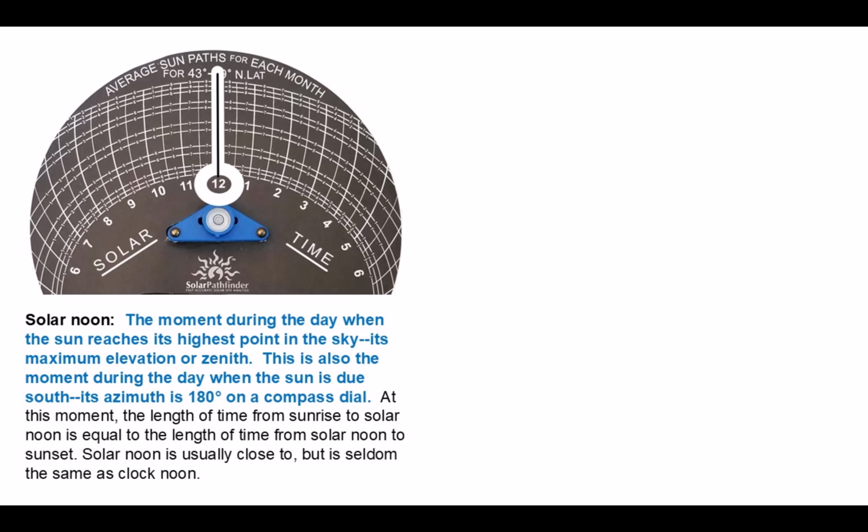Its azimuth is 180 degrees on the compass dial. At this moment, the length of time from sunrise to solar noon is equal to the length of time from solar noon to sunset. Solar noon is usually close to, but is seldom the same as clock noon.